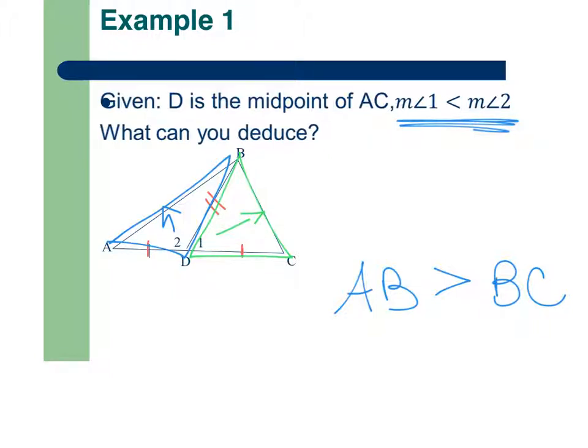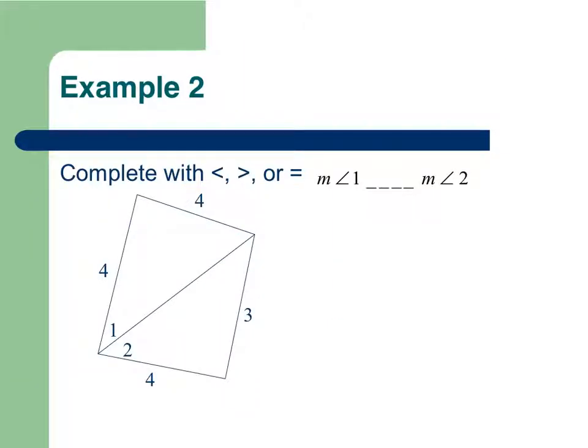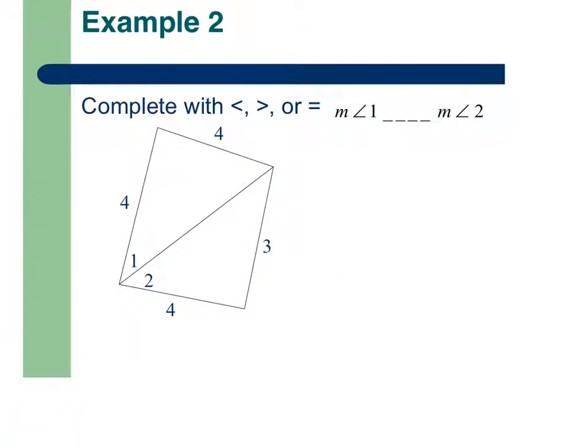Okay, let's try the next example. Anybody still need this slide? All right, let's go to the next one. Again, we're going to complete it with either a less than, a greater than, or an equal to. Again, I need to look for my congruent sides. So I notice I have a 4 here and a 4 here. And then I've got the reflexive side, because the angle we're referencing has to be the included angle. So I have this triangle here, and then I have this one here.